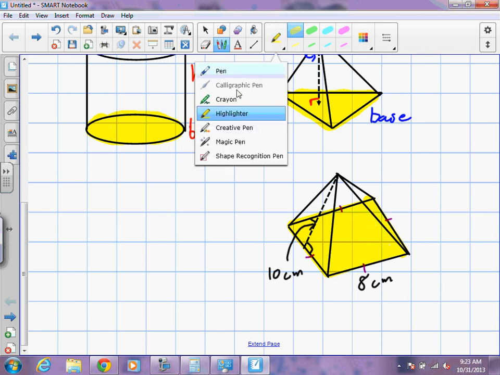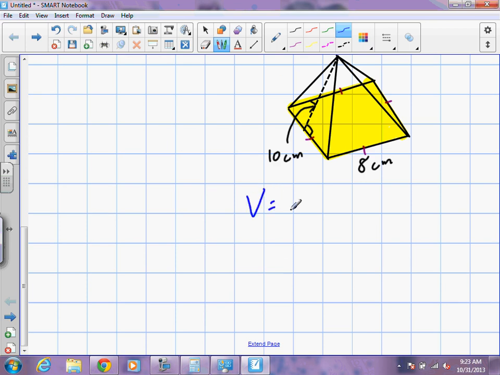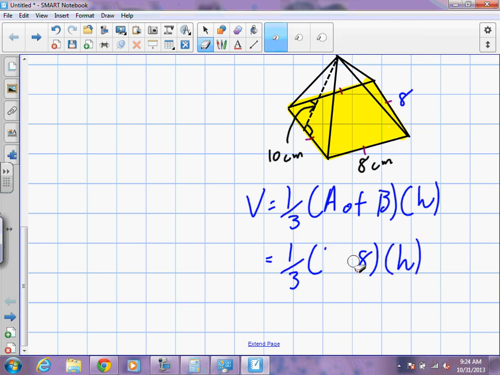I'll rewrite that formula for our pyramid below. The volume formula for a pyramid is a third, area of base, times the height. The area of the base is going to be 8 times 8 in this case, so we're going to plug that value in. 1/3, 8 times 8. How else could I rewrite 8 times 8? That's right, so let's write it as that instead. The area of the base is 8 squared.